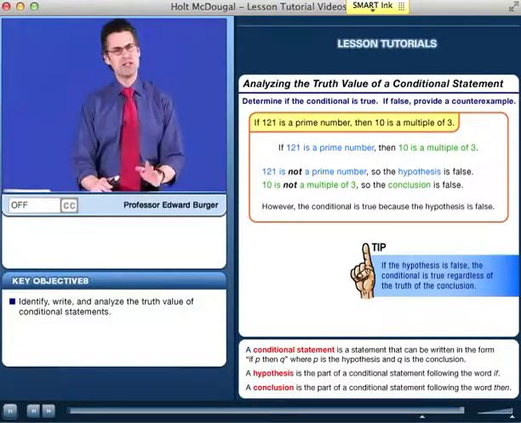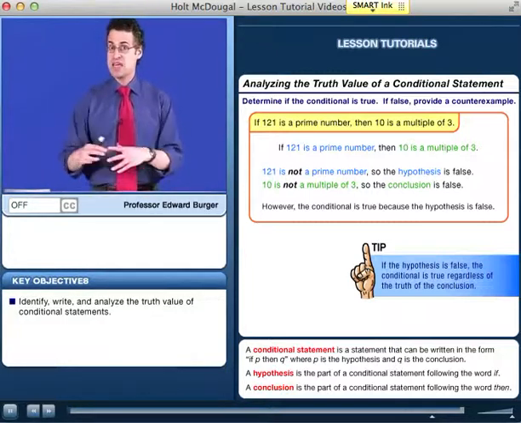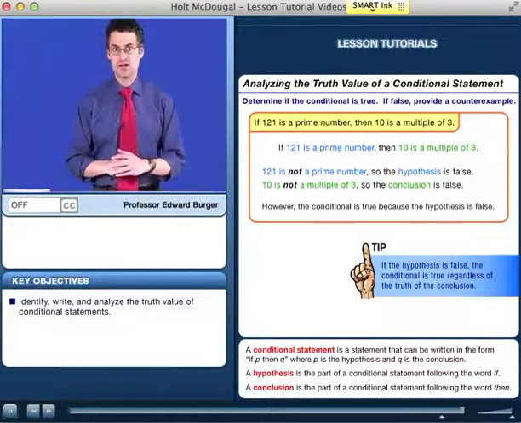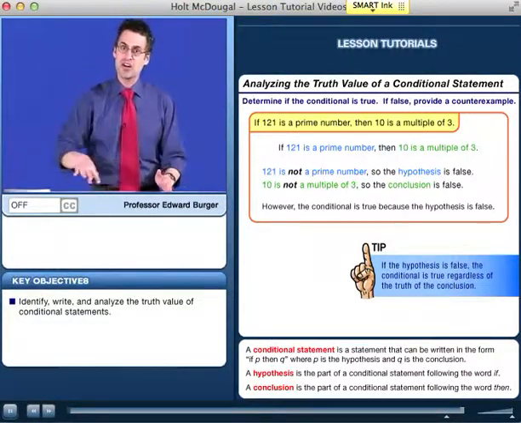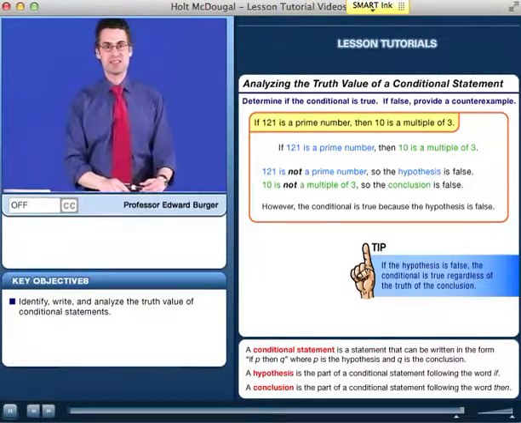Like I said, this is really tricky, but it's important to remember that if you see an if something, then something else, and if the first something turns out to be a false statement, then the entire conditional statement will be true by default. Tricky business, but neat stuff.